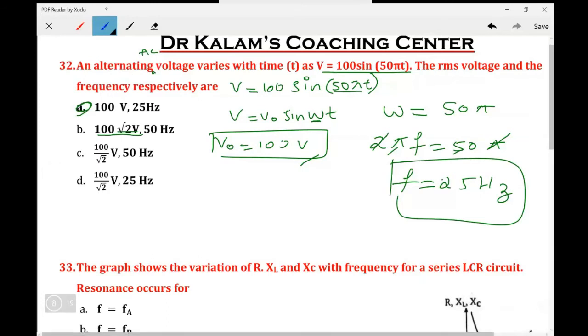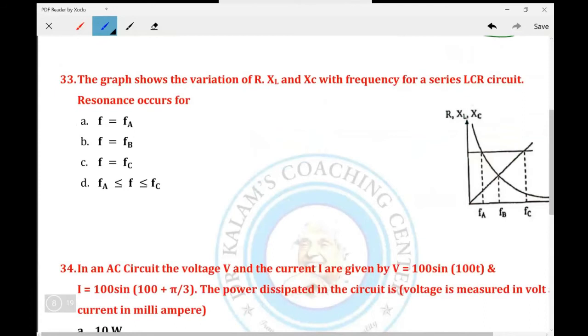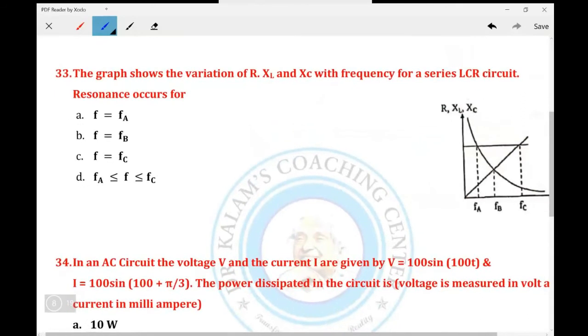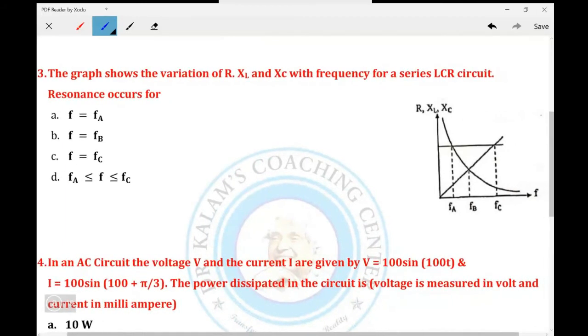So next, you have to answer this question yourself. I have explained so much in the question previous to it. Tell me, the graph shows the variation of R, XL, XC with frequency. Done. So for frequency, a graph versus R, XC, XL and frequency.